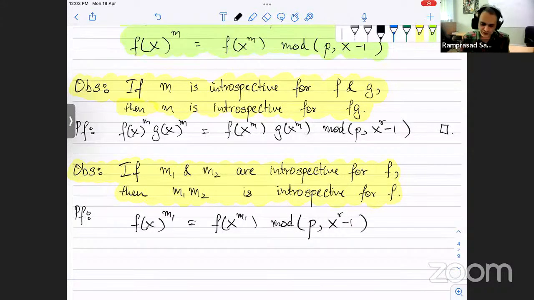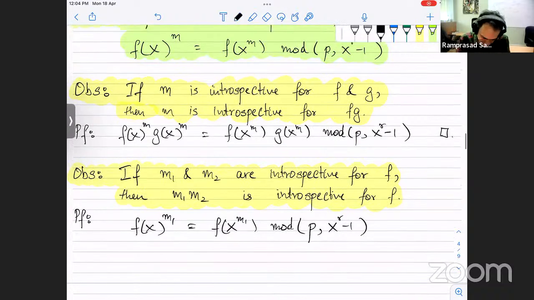Now, what does this mean? It means that if I take the difference of these two, all terms are divisible by either p or x power r minus 1. So in this equation, let me just replace x with x power m2.